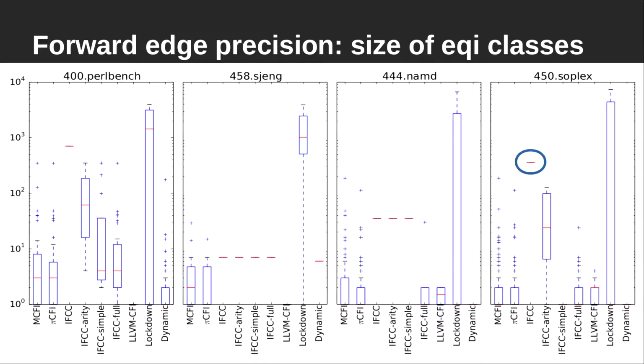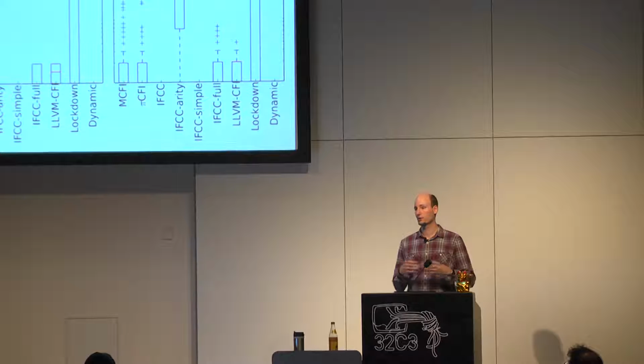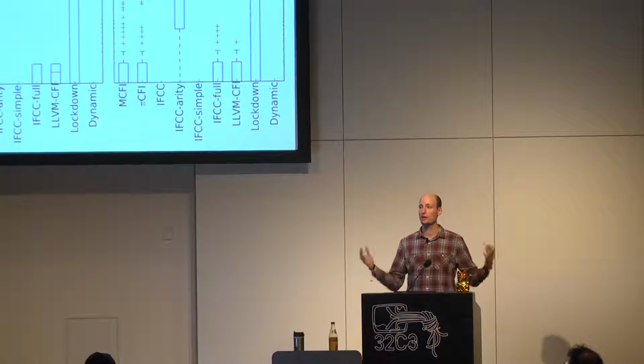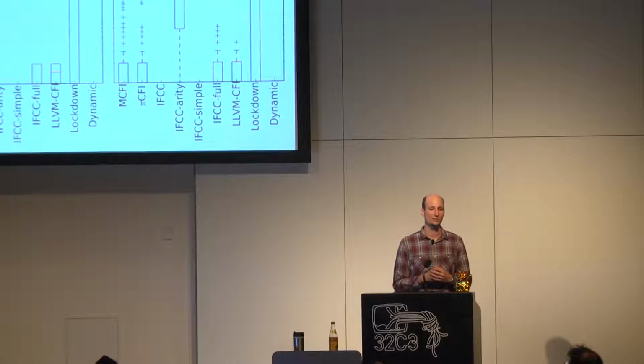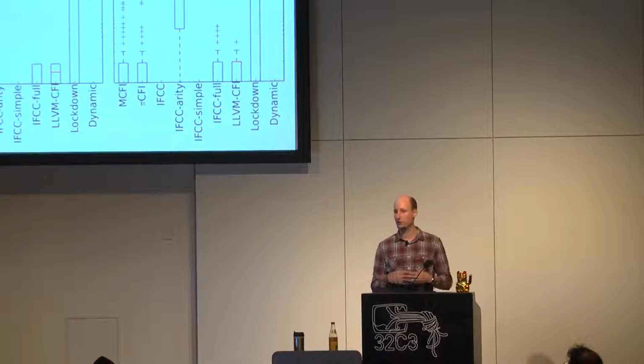Let me just point out a couple of interesting things. For IFCC, in many locations, the IFCC collapsed all the equivalence classes into a single set. So all the indirect control flow transfers are allowed to use the same set of targets, which basically implements a weak form of CFI that allows you to reuse all the possible targets. And this is likely the reason why IFCC was removed later on.